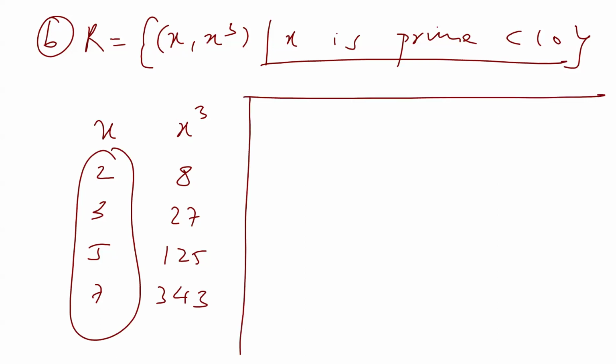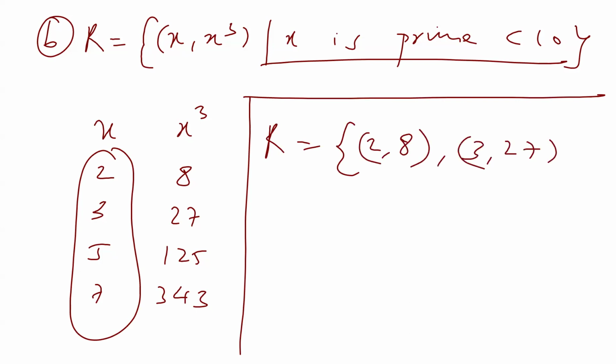Okay. So the roster form is (2, 8), (3, 27), (5, 125), (7, 343). This is the roster form. From this, you can write down the domain. Domain is 2, 3, 5, and 7. The range is 8, 27, 125, and 343. Okay. Then let us go to the C part of the problem.